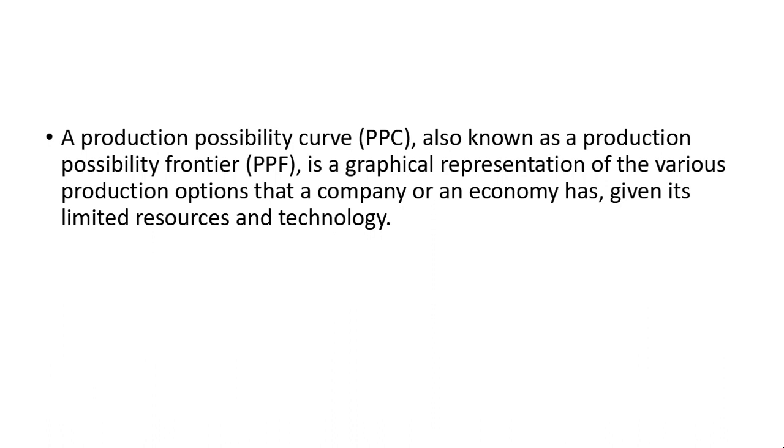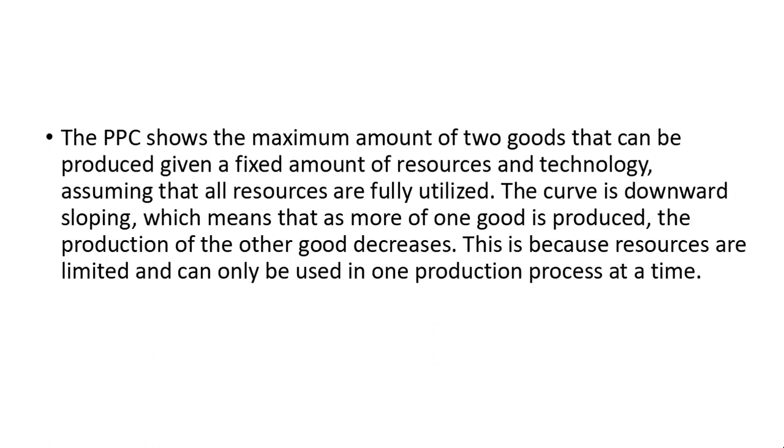So the PPC curve, also known as the production possibility frontier, PPF, is a graphic representation of various production options that a company or economy has given its limited resources and technology. The PPC shows the maximum amount of two goods that can be produced given a fixed amount of resources and technology. Assuming that all resources are fully utilized, the curve is downward sloping, which means that as more of one good is produced, the production of the other good decreases. This is because resources are limited and can only be used in the production process at a time.